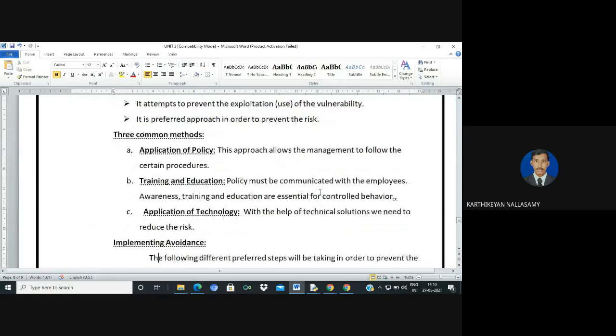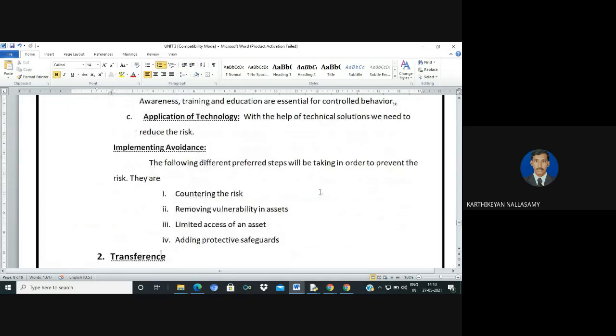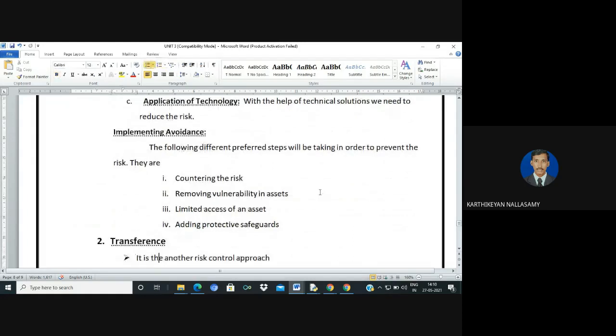So, in order to implement avoidance, the following steps need to be followed. We are going to count how many risks there are, and we are going to remove the vulnerability, and also provide limited access for those assets, and also provide some safeguards.